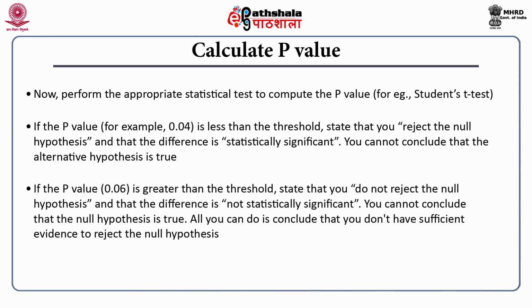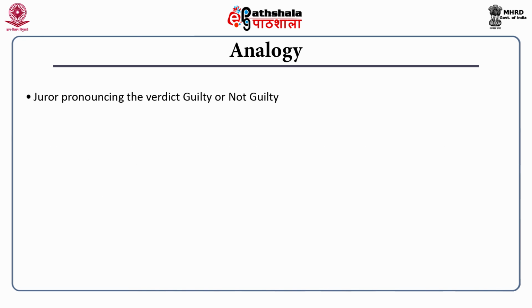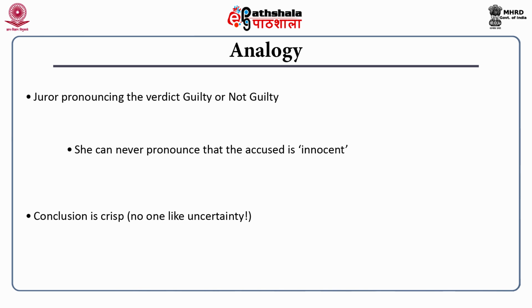That particular argument is known as argument by contradiction or negation, commonly used in logic and philosophy, but not really much in science. Of course, it is also used in jurisprudence in law. An analogy would be a juror pronouncing the verdict guilty or not guilty. The juror or a judge can never say that the accused is innocent. That term is never used here. The conclusion is also very crisp. No one likes uncertainty. She cannot say that I don't know or probably he is guilty. That kind of subjectivity can never be part of this kind of scientific experimentation.